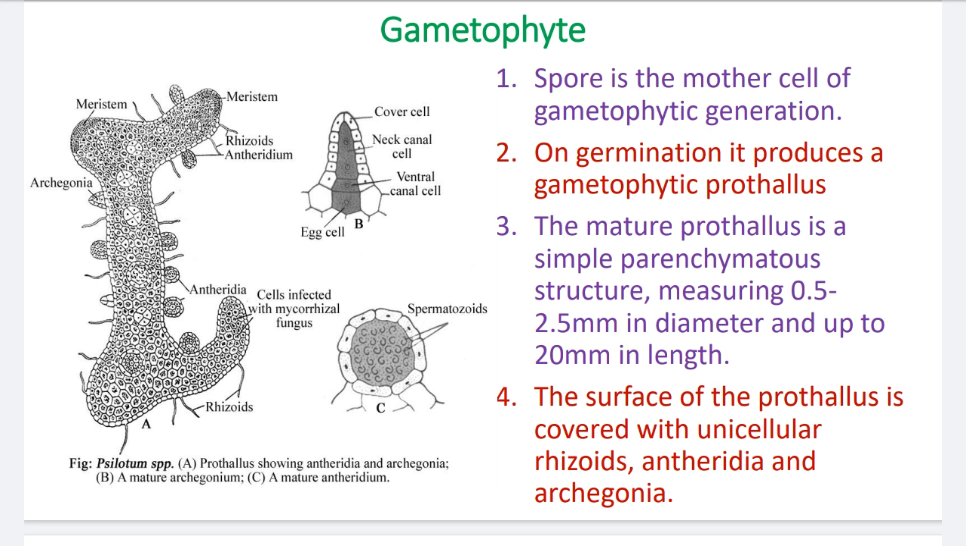Point number 4, the surface of the prothallus is covered with unicellular rhizoids, antheridia and archegonia. Many rhizoids are produced by the prothallus. Along with rhizoids, the male and female reproductive organs, antheridia and archegonia, are also produced by the prothallus.